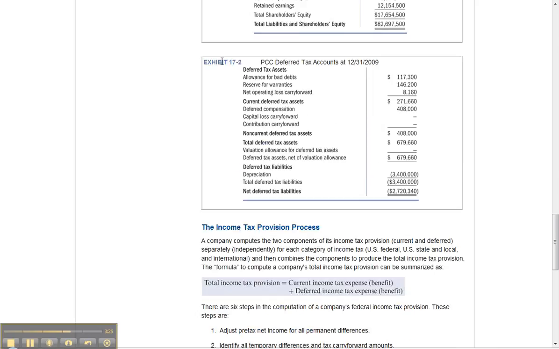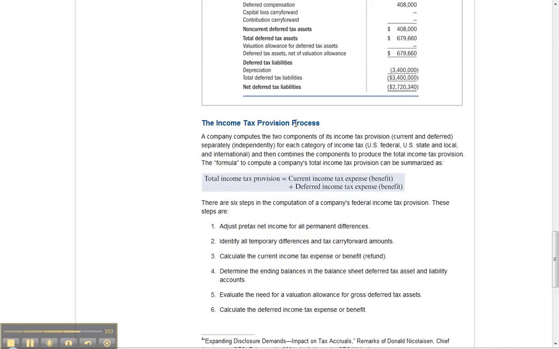We'll see this Exhibit 17.2 will be an important exhibit when you get into looking at deferred tax assets and liabilities. We keep track of those differences, those temporary differences, year to year because they originate and then they reverse over time. So we have to keep track of their balances, and this is kind of a starting point for keeping track of those deferred tax assets and deferred tax liabilities for this particular company.